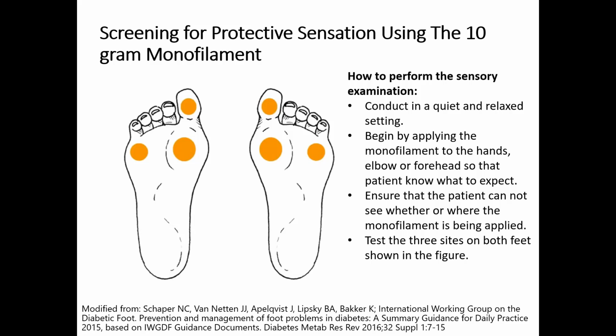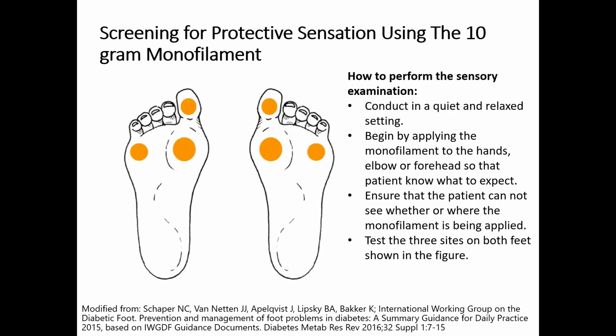Now I'll read out how you perform this test. This is important, so I want to read it out for you. How to perform the sensory examination: conduct in a quiet and relaxed setting, so that the patient can sense it very well. Begin by applying the monofilament to the hands, elbow, or forehead so that the patient knows what to expect. Ensure that the patient cannot see whether or where the monofilament is being applied. You may have to ask the patient to close the eyes for the actual assessment. Test the three sites on both feet as shown in the figure.